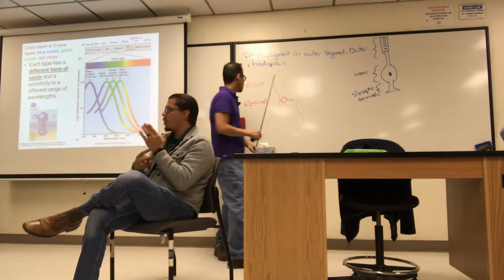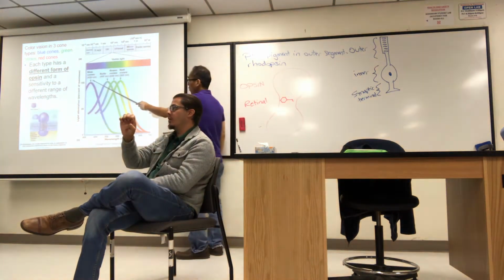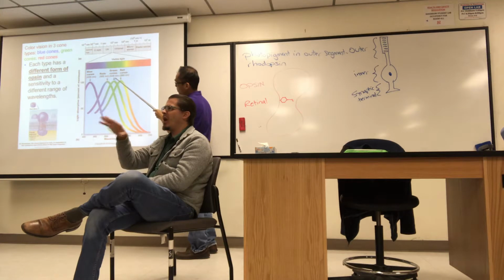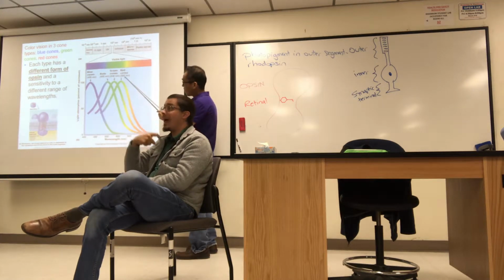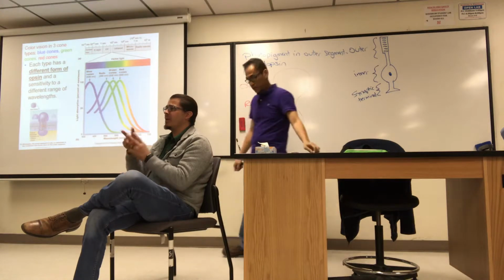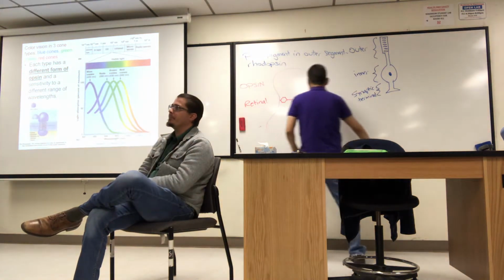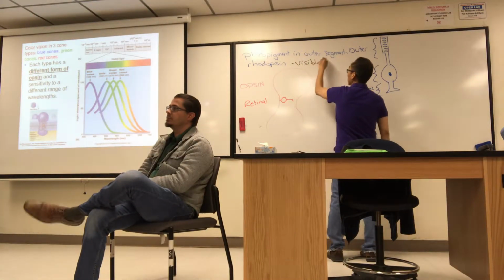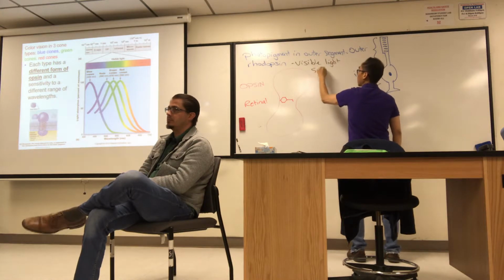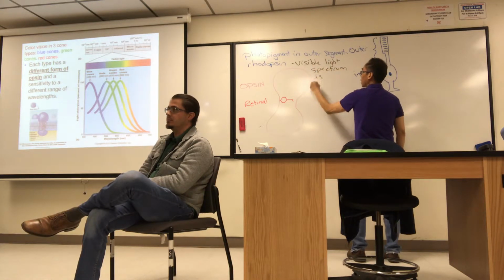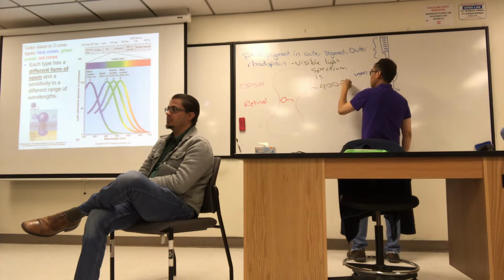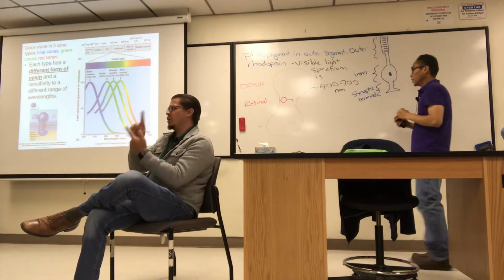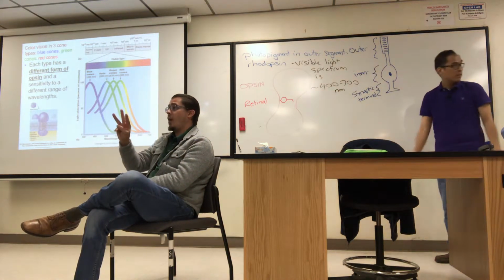So blue cones work at a peak of around 420. Rods are around 500. Green cones, 530. Red is about 560. So it's a very, very narrow range. The visible light spectrum is approximately 400 to 700 nanometers wavelength. Okay.